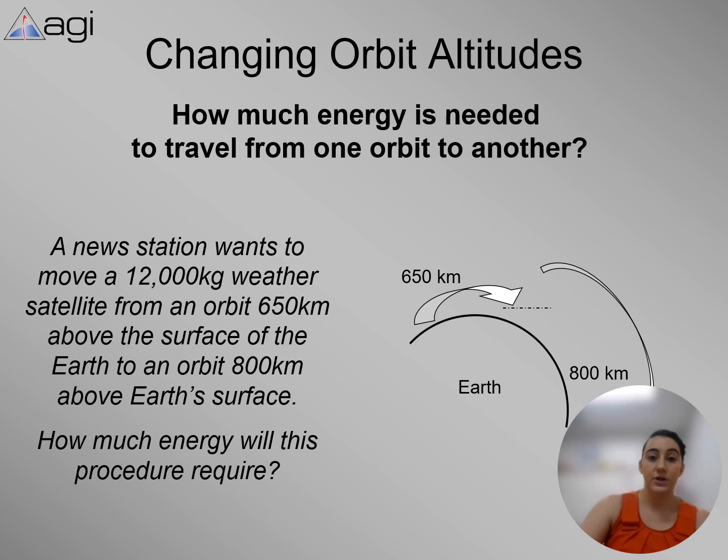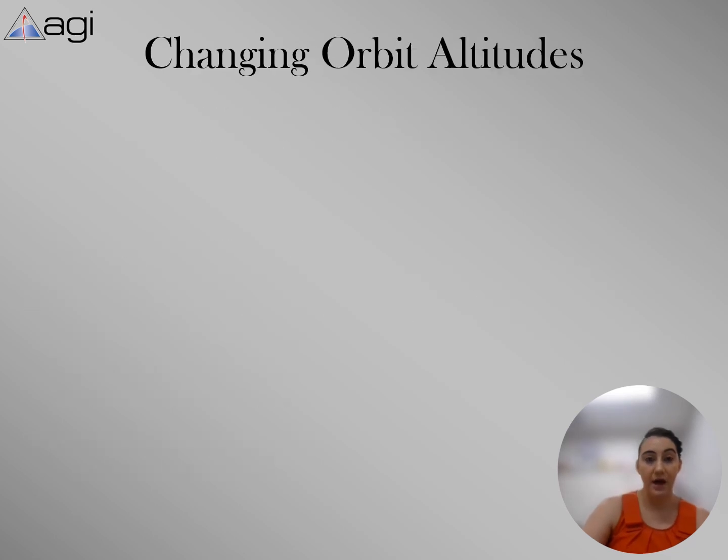Now, looking at changing orbit altitudes, how much energy do we need to travel from one orbit to another? So again, if I need to go from, let's say, here to here, how much energy do I need? A weather station wants to move a 12,000 kilogram weather satellite from an orbit of 650 kilometers above the surface of the Earth to an orbit of 800 kilometers above the Earth's surface. How much energy will this procedure require? Well, that's as simple as plug and chug with the numbers we have.